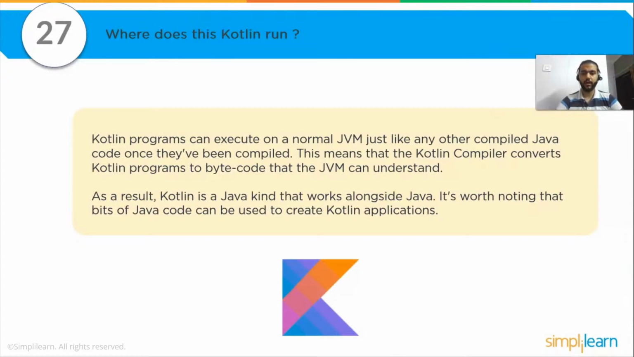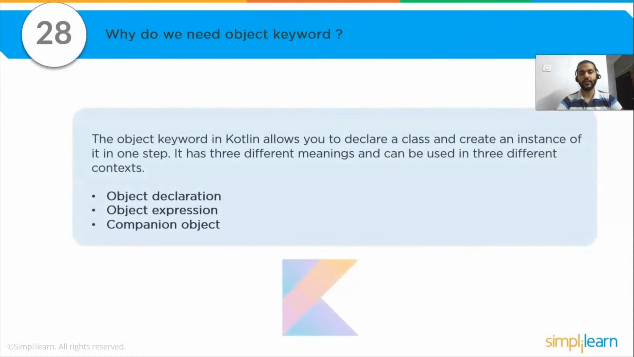So now our next question is, why do we need the object keyword? The object keyword in Kotlin allows you to declare a class and create an instance of it in one step. The object keyword is used to obtain a data type with a single implementation. It has three different meanings and can be used in three different contexts. First is object declaration, then object expression, and companion object. So this was the meaning, or why we need the object keyword in Kotlin.